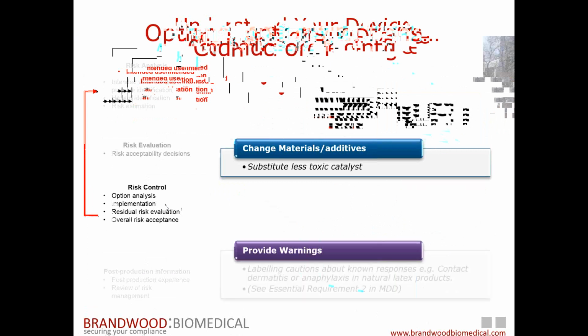Or we may need to provide warnings, and perhaps the best known example of that is the commonly provided warning labels on natural rubber latex products to do with dermatitis or the risk of anaphylaxis on things like medical gloves. And that, of course, is in compliance with Essential Requirement 2 in the Medical Device Directives, which talks about one means of mitigation being provision of warnings.